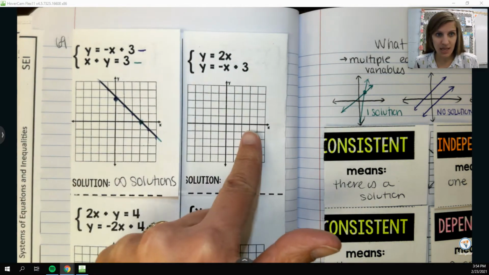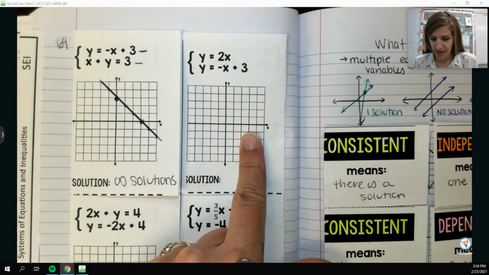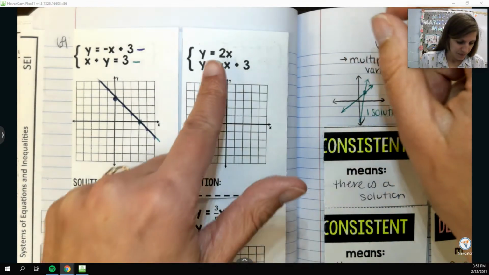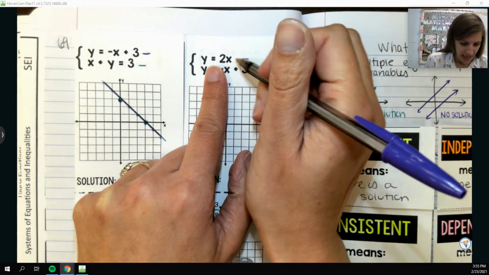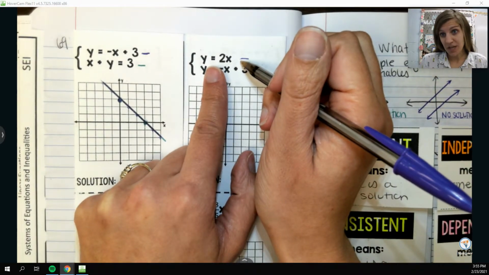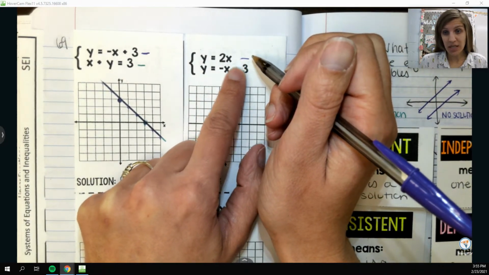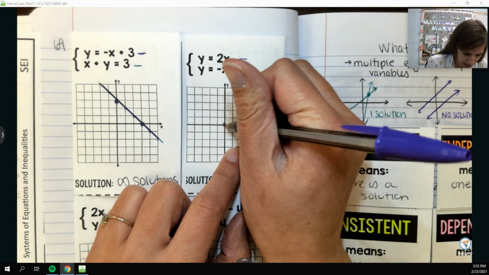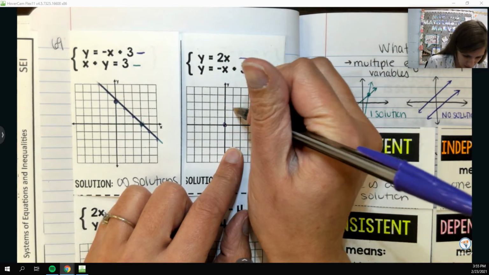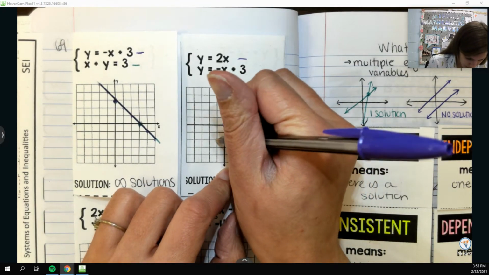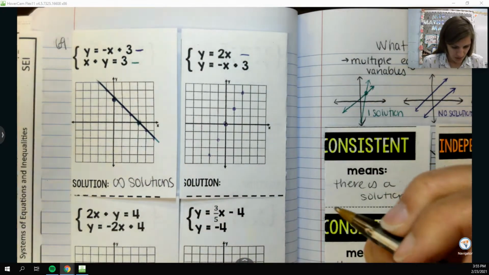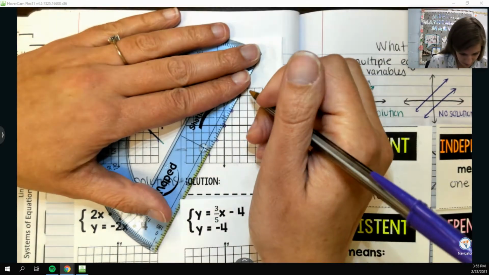Okay, go into this one if you want to take a pause and try it and then come back and see. Right here, if I graph this line, this one has a y-intercept of 0 because there is no add or subtract, so it starts at 0. And then we do our slope of up 2 over 1. Down 2, back 1. So we get this line here.